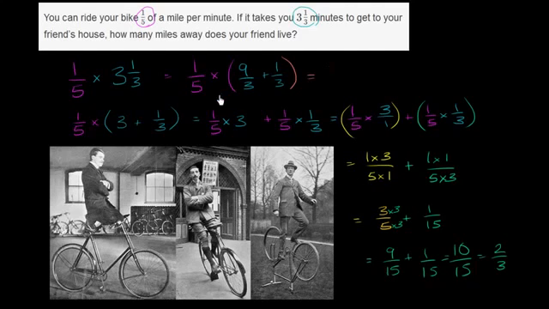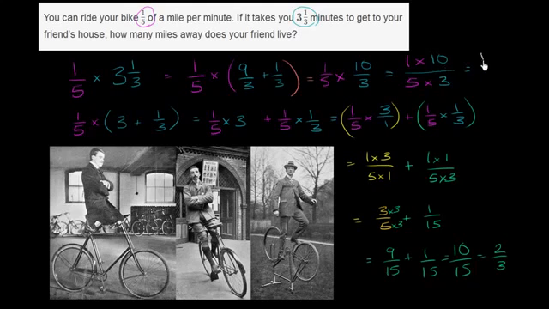Which is the same thing as 1/5 times 9/3 plus 1/3, which is 10/3. And now we can just multiply the numerators and multiply the denominators. So this is 1 times 10 over 5 times 3, which is exactly equal to what we just got.